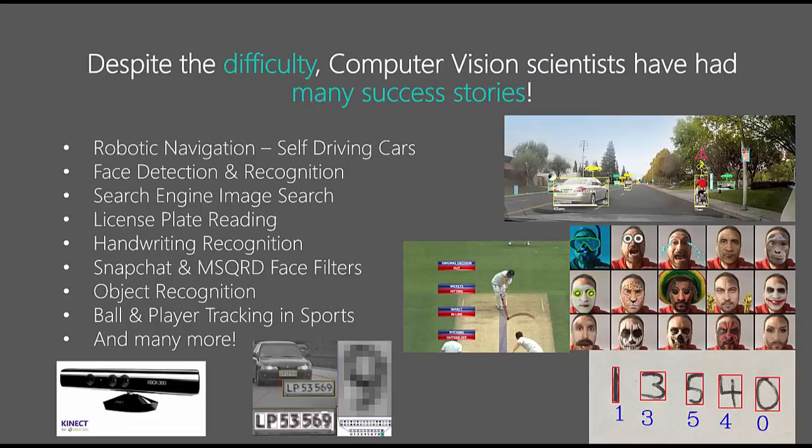And yet, despite those difficulties I mentioned, computer vision scientists have had many success stories, such as self-driving cars or face detection and recognition. What about image search engines, license plate recognition, handwriting recognition, Snapchat and MSQRD face filters, object recognition, even ball tracking in sports.